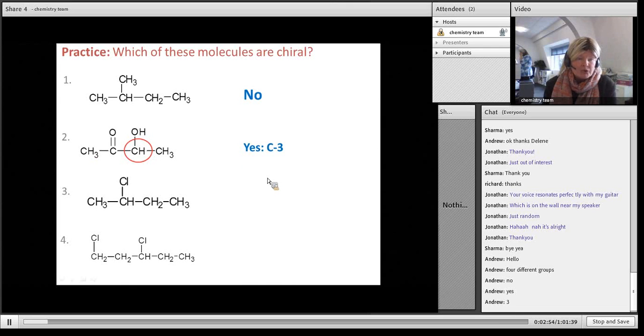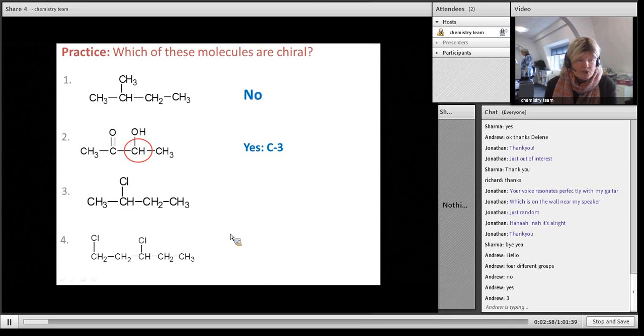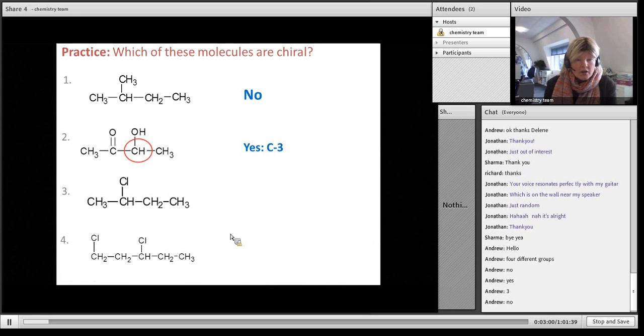What about number 3, molecule 3? Is that chiral? And if so, which carbon? Okay, it actually is chiral because this carbon, C2, has got a methyl group, a hydrogen, a chlorine, and an ethyl. So it's got 4 different groups on that one.